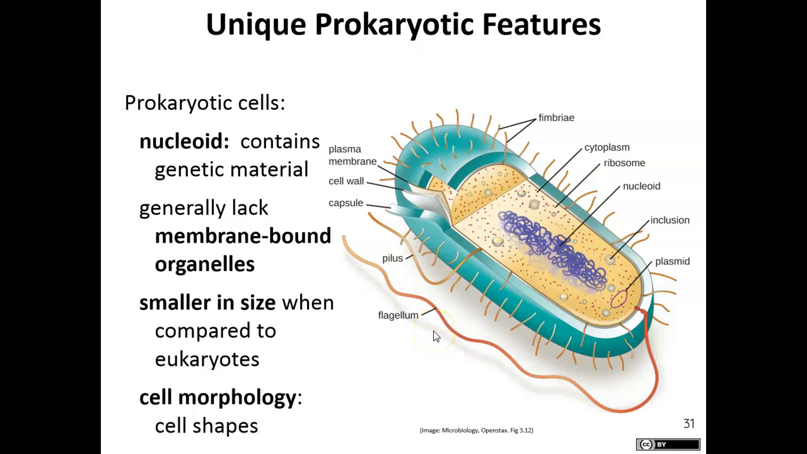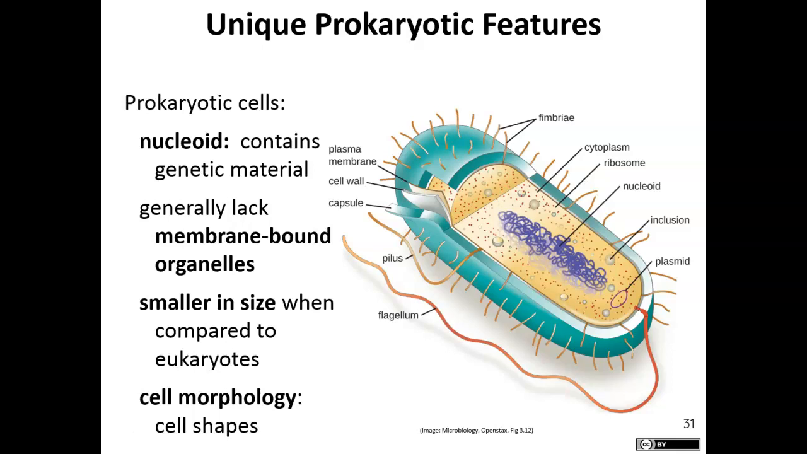Hi everybody, welcome back to chapter 3. We're working on structures that are found within prokaryotic organisms now. And so when you look at a prokaryotic cell, they look very different from eukaryotes because they don't have all the organelles that we see in eukaryotic organisms.